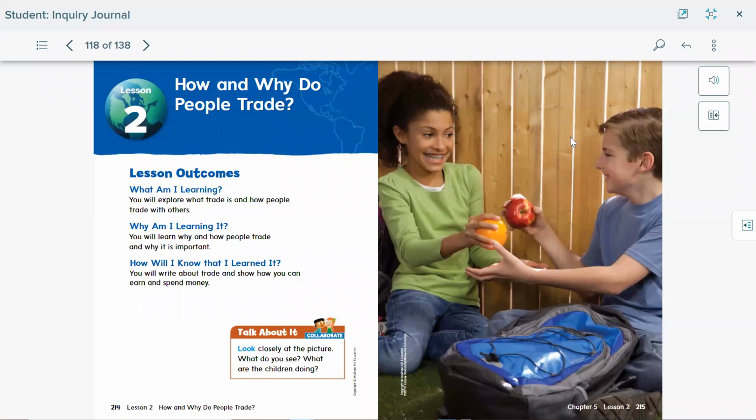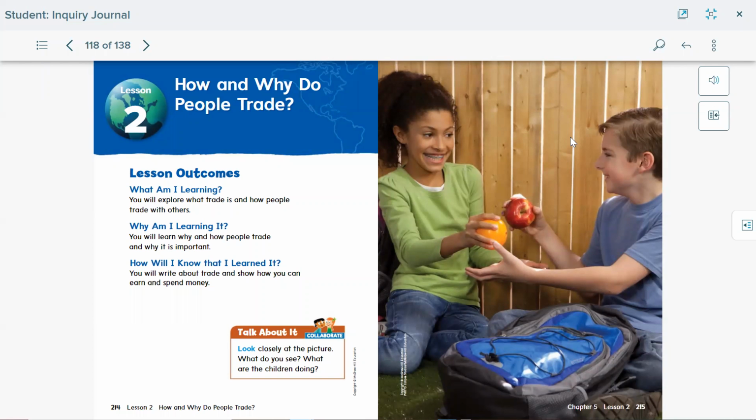Hello, first graders. Welcome to a new social study lesson. Please get your book, Our Place in the World, and we are still in chapter 5, lesson 2. This lesson, we're going to learn about how and why do people trade. So when we say trade, it's like when you give something for something else, to trade it with something. So you can trade goods and service, or you can trade goods and service with money.